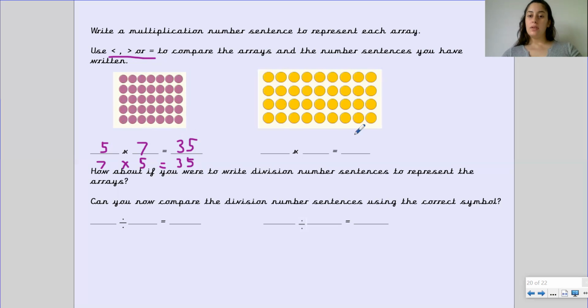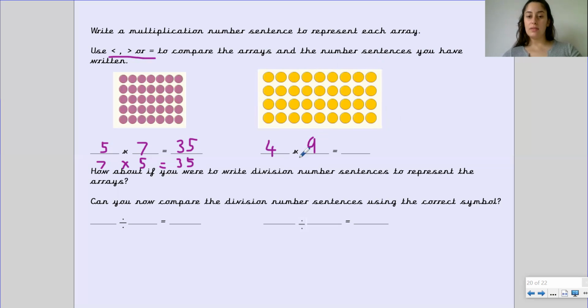Okay, now we're going to represent this array as a number sentence. You can either count the number of columns with how many there are in each column, or the number of rows and how many there are in each row. I'm going to count the rows. 1, 2, 3, 4. We've got 4 rows. And how many are there in each row? 1, 2, 3, 4, 5, 6, 7, 8, 9.